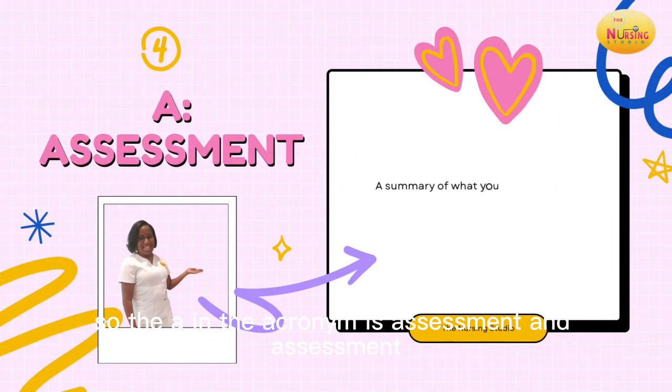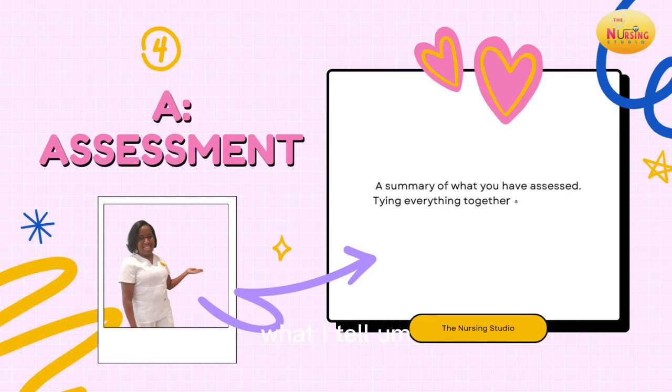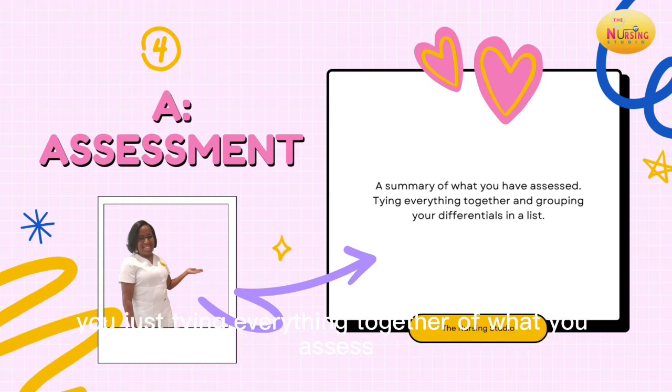All right. So the A in the acronym is assessment. And assessment, what I tell people is it's basically a summary of you just tying everything together of what you assess. Like what are you starting to think is the differential diagnosis, and listing those out. This assessment is, hey, this is what I've built based off of what you said was wrong. I observed what's wrong. I am putting this puzzle together. I'm giving you this summary. I'm coming together with what I think.